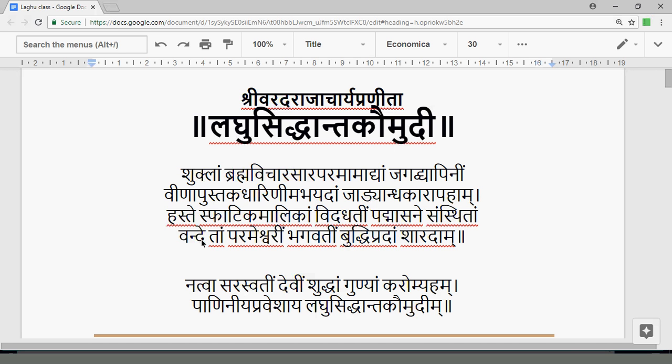The Mangalacharana of the Grantha is this: Natva Saraswati Devi. But before that we'll do a prarthana too. We did the prarthana already, so I'll explain this prarthana to Sharada, who is Saraswati.